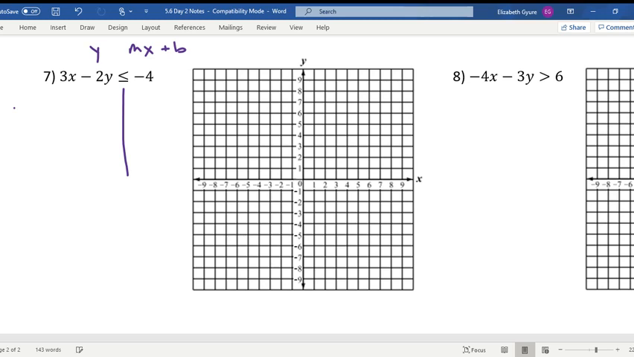Olivia, should this 3x stay or go? Oh, wait, the 3x. So we only want y's on the left. Is the 3x a y term? We only want y's on the left. So if we only want y's, what do we think? Does 3x look the way we need it to? What do you think, Olivia? Does it look like a y term?